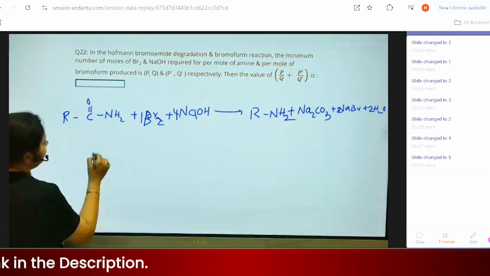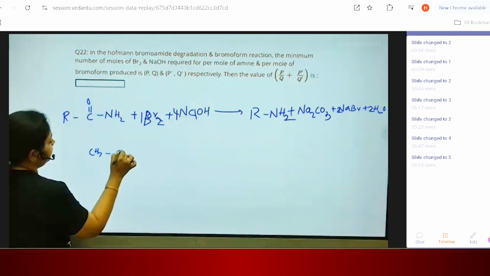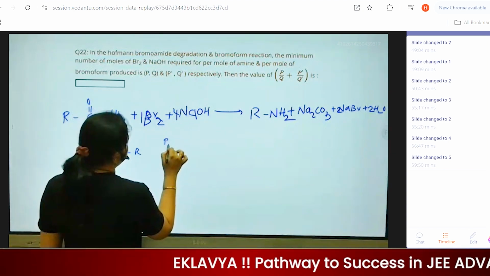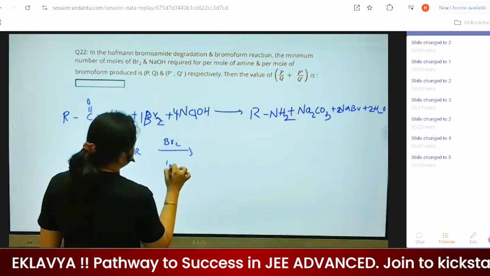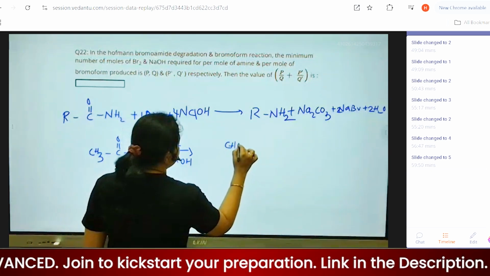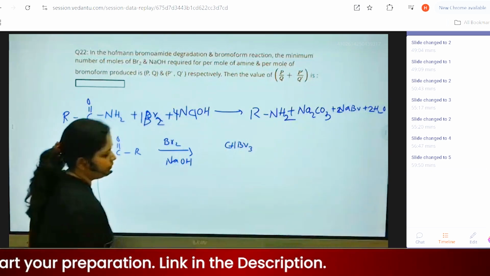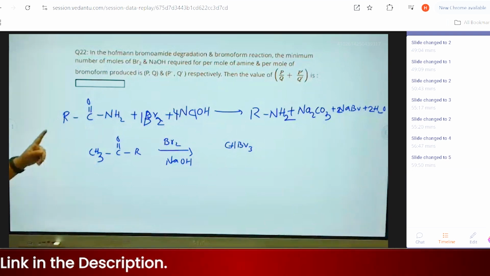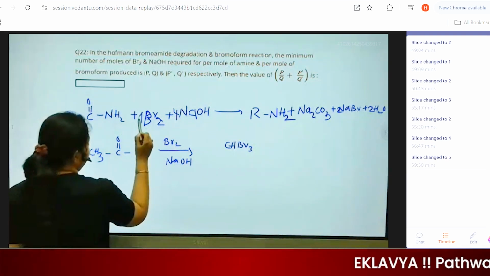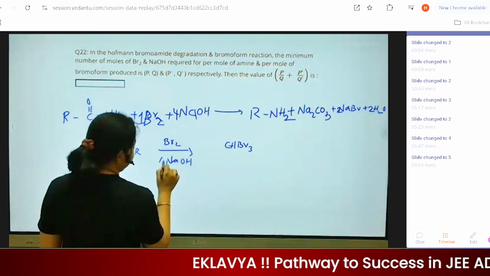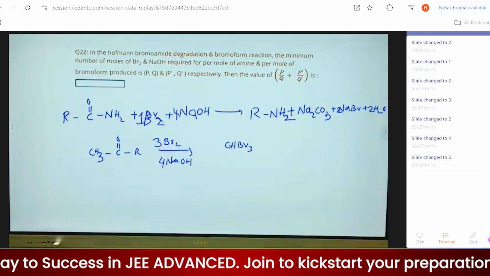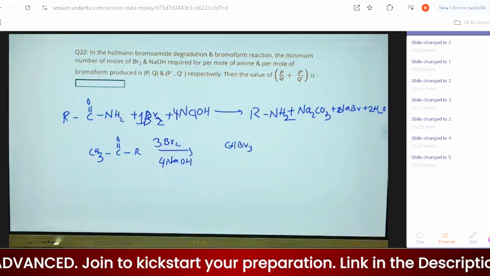In a similar way, if I take any methyl ketone like this, and if I do Br2 in presence of NaOH, I'll get the corresponding CHBr3. That is what this bromoform reaction is. So there we'll make use of 4 moles of NaOH and 1 mole of Br2. Here also 4 moles NaOH, but this should be 3 moles. So how many moles of Br2 is required? 3 moles of Br2 is required.